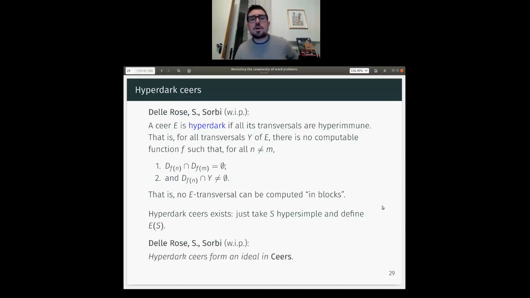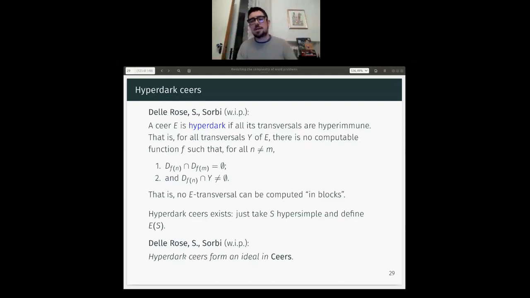So hyperdarkness is a nice property. First of all, it is a degree invariant property for spheres. And moreover, it forms an ideal. So you have the join of two spheres, which can be nicely defined. Notice that the join will be something different from a least upper bound. I already told you that the structure of spheres is not an upper semilattice, right? You might react badly and ask what I mean by a join not being a least upper bound in the structure. The idea is that this join is just a uniform way of joining two equivalence relations R and S. You code R on the evens, and you code S on the odds.